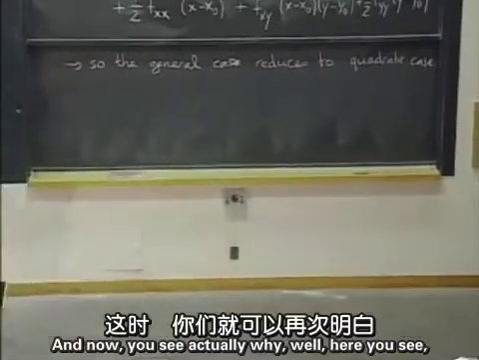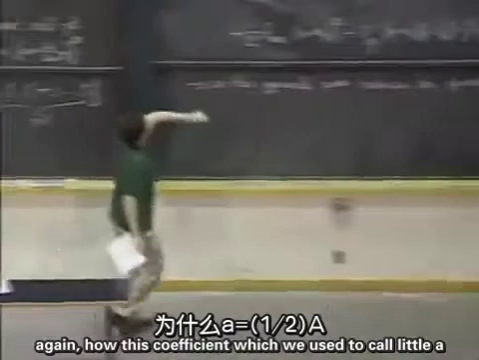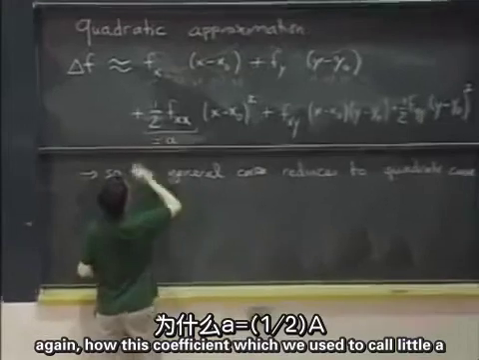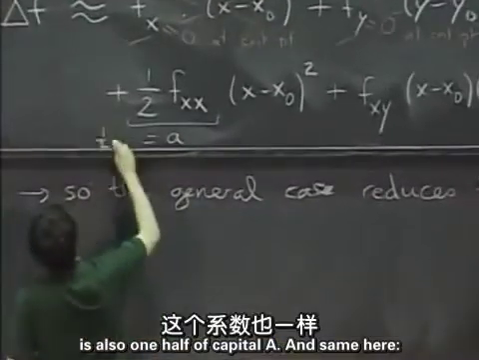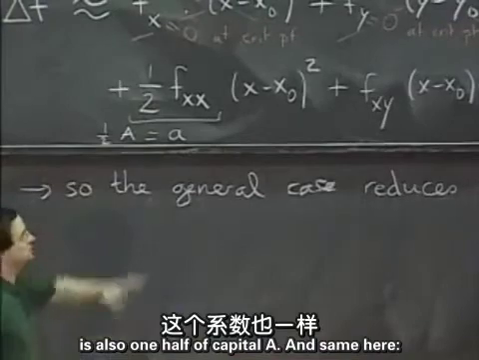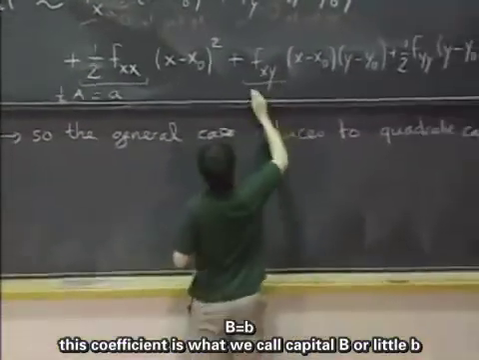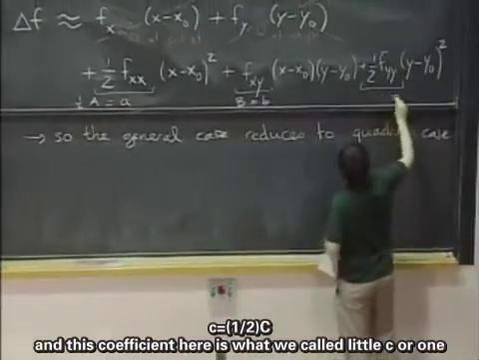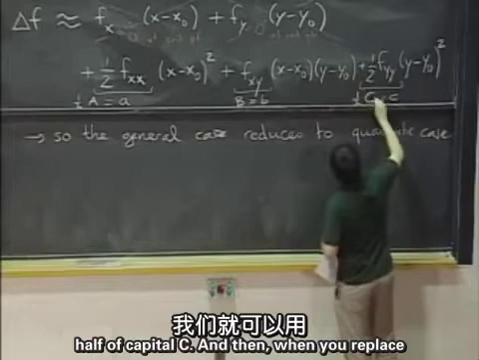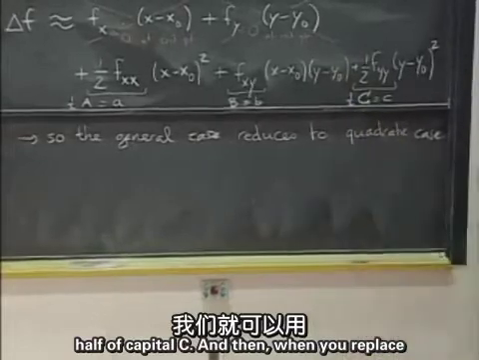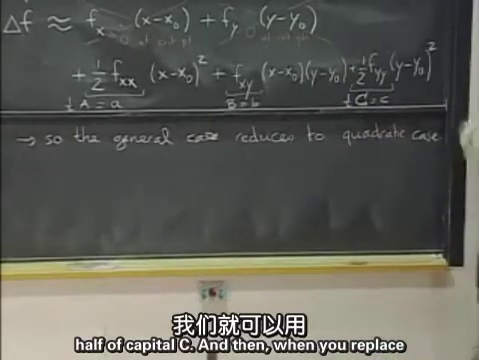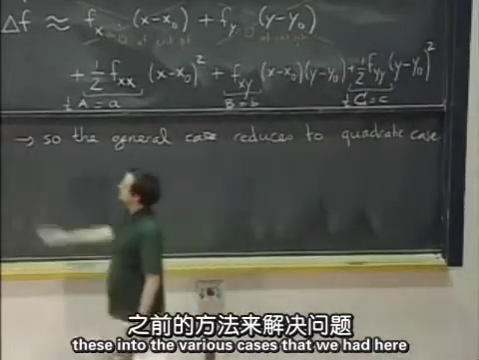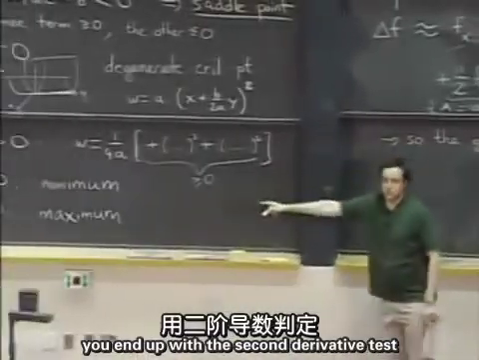And now you see actually why, well, here you see again how this coefficient, which we used to call little a, is also 1/2 of capital A. And same here, this coefficient is what we call capital B or little b, and this coefficient here is what we called little c or 1/2 of capital C. And then when you replace things into the various cases that we had here, you end up with the second derivative test.